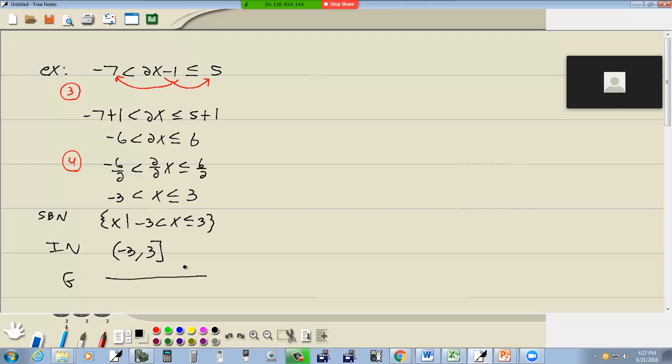And then graph. We have a parentheses on negative 3, bracket on the 3. And then we shade whichever way they're opening, and they're both opening inwards, so we shade inwards. And that's our answer.